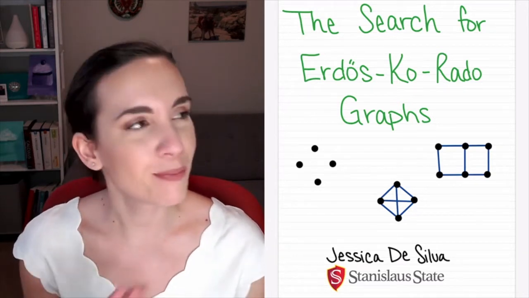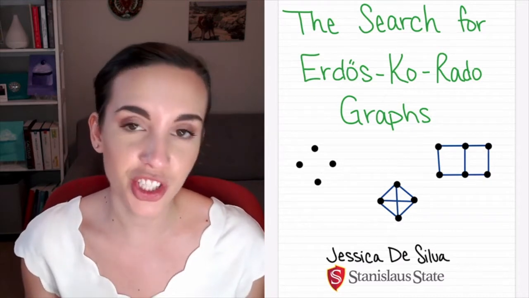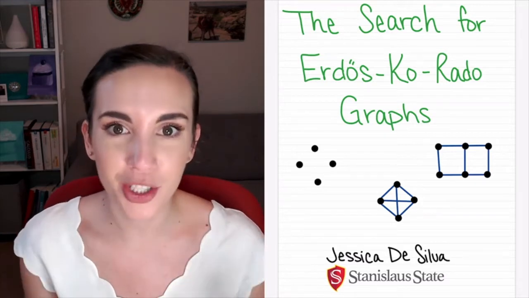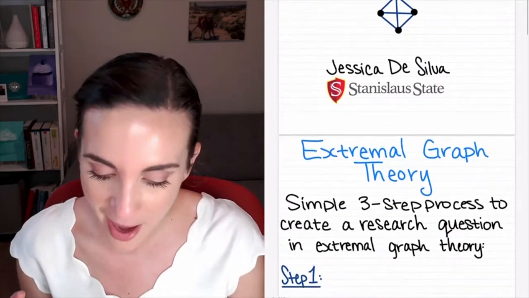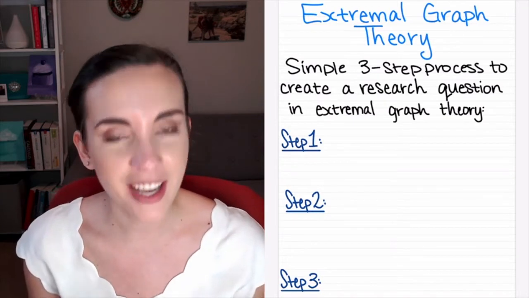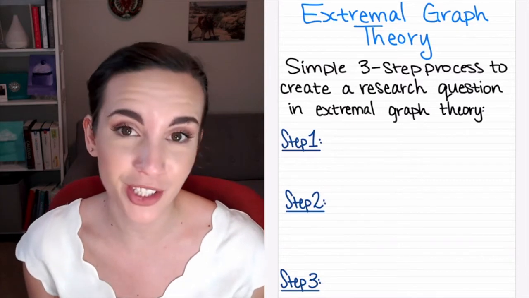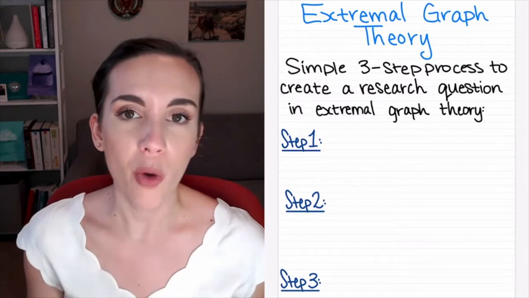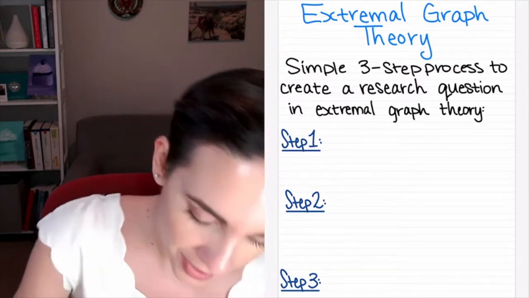So one of the things that I really love about extremal graph theory is how simple it is to generate a research question. And it is so simple that you can capture the steps in a simple three-step process, which I'm going to talk to you about right now. So in extremal graph theory, there exists a simple three-step process that you can use to create a research question in this area. For the first step, what you'll want to do is select your favorite graph parameter.